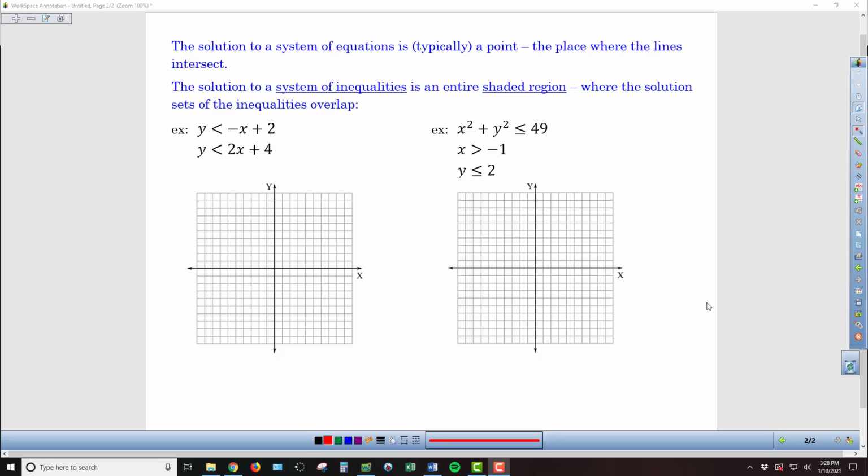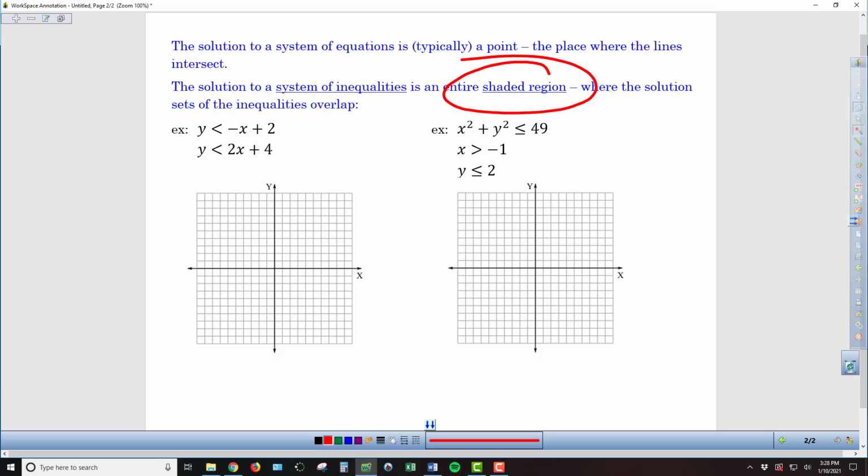The solution to a system of equations is typically a point. Unless those lines are parallel or they're the same line, we have a single point of intersection that is the solution to a system of equations. With a system of inequalities, the solution is going to be an entire shaded region, an entire collection of points that works in both of the inequalities, or all three inequalities, as we see in the third example.